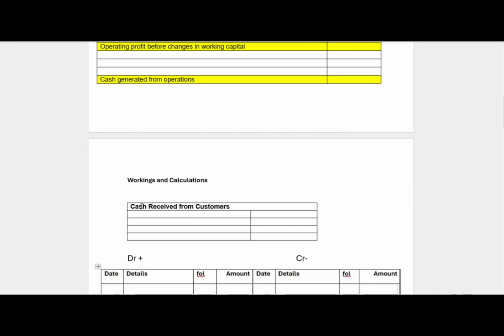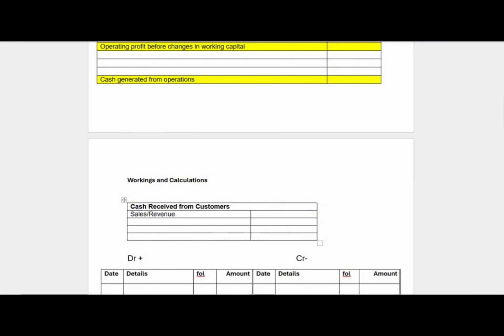Remember, down there we've got our workings and calculations where we have to say our sales or revenue, plus or minus our change in debtors. Remember, we say plus or minus because the change in debtors can be an increase or decrease.